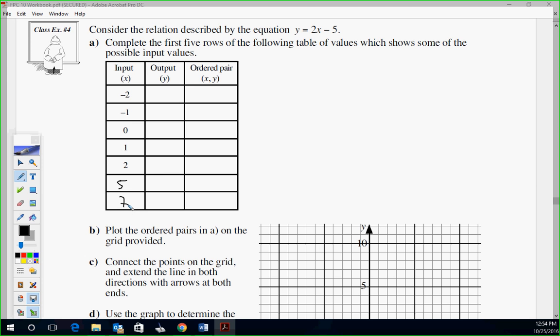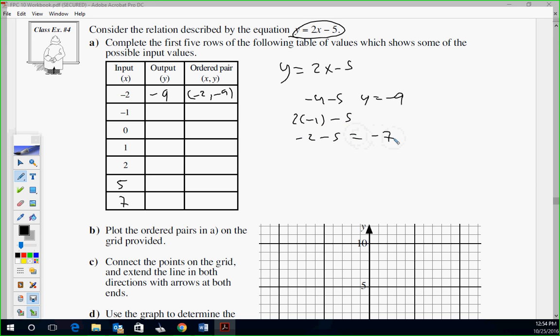So if I input -2, this is the equation we're using. This is our relation, y equals 2x minus 5. I have the inputs for x, so I put in values for x. So 2 times -2 is -4, minus 5 is -9. The point is -2, -9. That makes sense? Put -1 in. You're going to see there's a pattern. You're going to have to do this every time. 2 times -1 minus 5, that's -2 minus 5, that's -7.